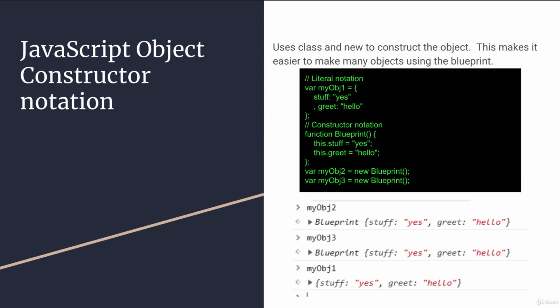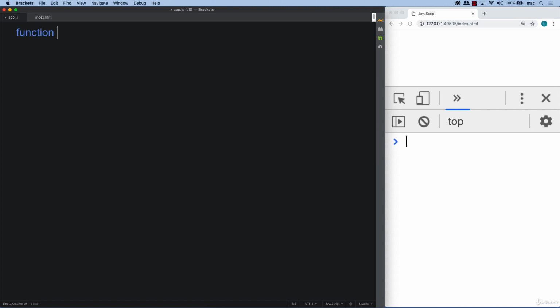So we originally saw how we used the literal notation and we created an object. And this time we're going to create the object, but we're going to use a constructor notation. And I'll show you how that works. So first of all, creating the function, and we'll call this one Blueprint. And you'll notice with classes, typically we start it with the uppercase character. So that indicates that this function is going to be used as a constructor.